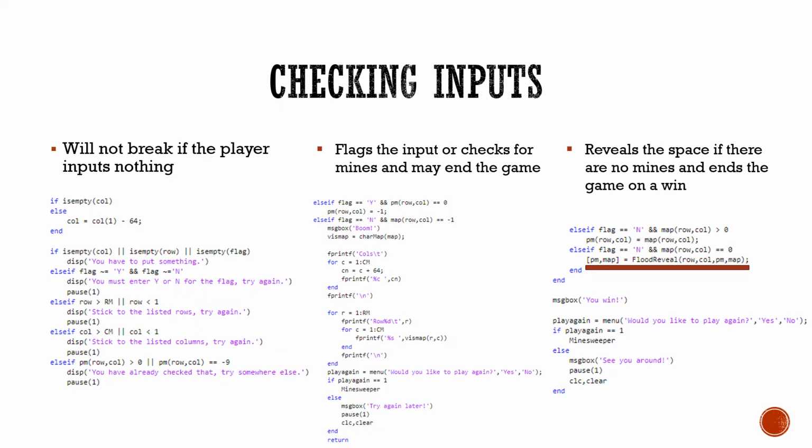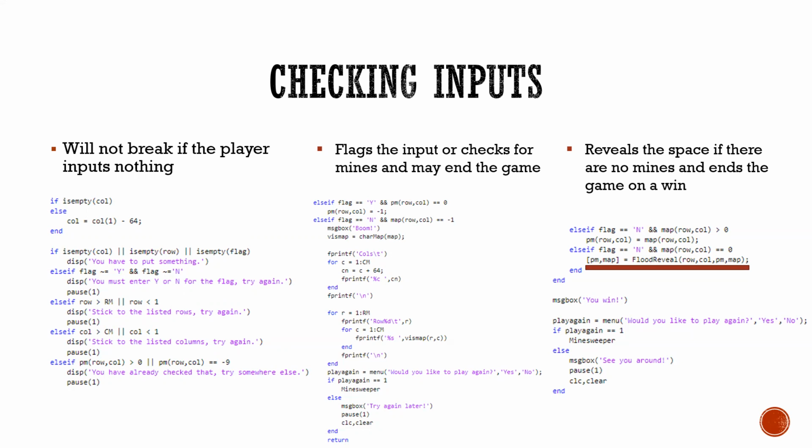So in the middle, these lines just say that if the player chooses to flag, as long as it has not been revealed, they can flag it. And if the player chooses not to flag and it's a mine, the player loses. And then it'll ask if they want to play again.